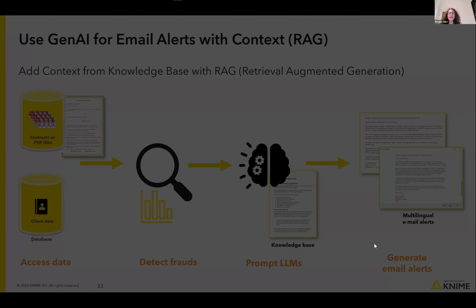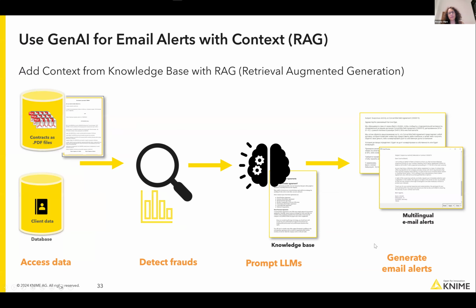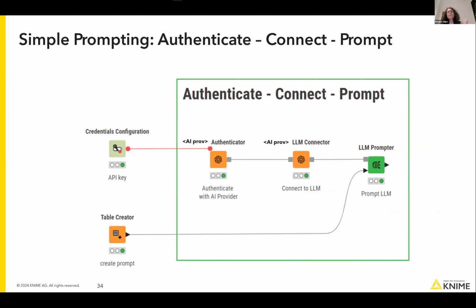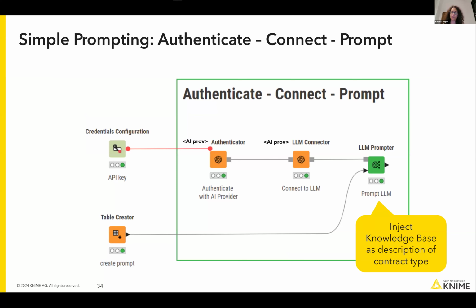Okay, so these are the same steps as before, but the difference is that now I want to insert a knowledge base when creating the prompt to pass to the large language model. So you remember it was three steps: authenticate, connect, prompt, right? But now I want to inject the knowledge base, for example, the description of the investment type. So I want to pass a prompt that says create an alert email by using the description of this fund.